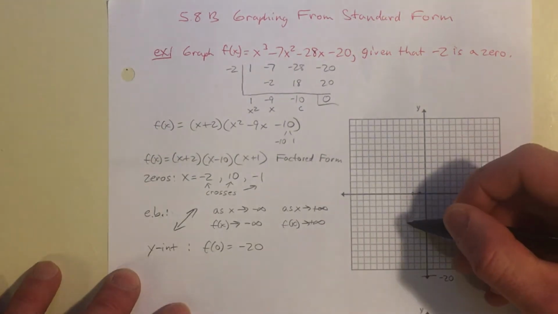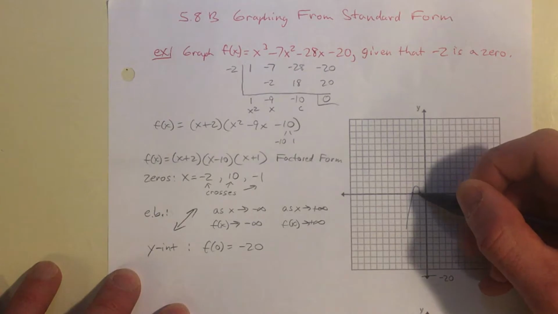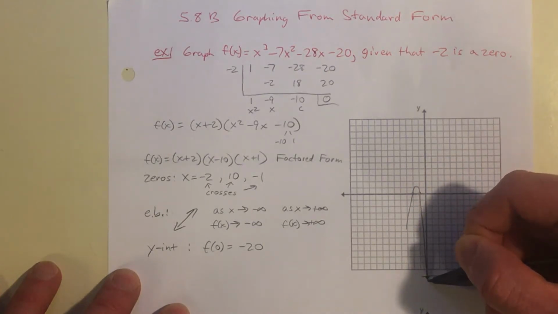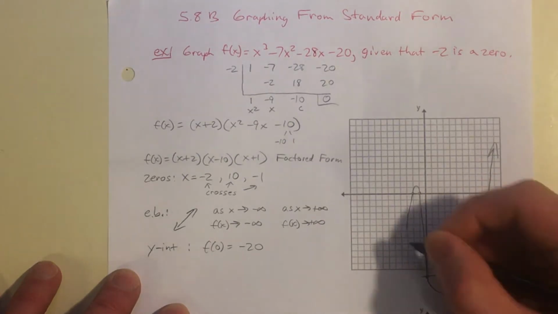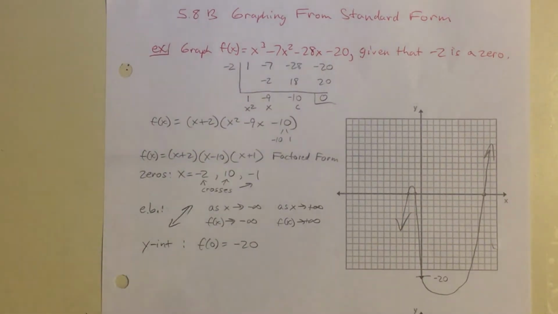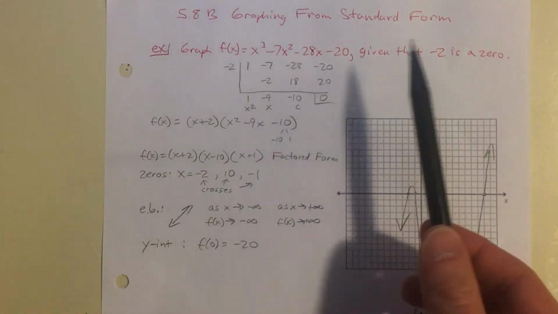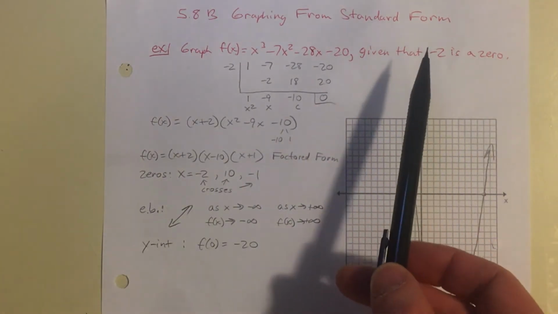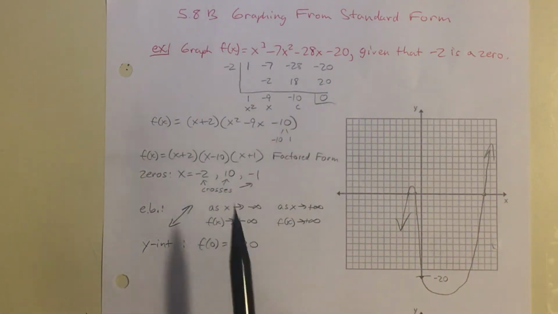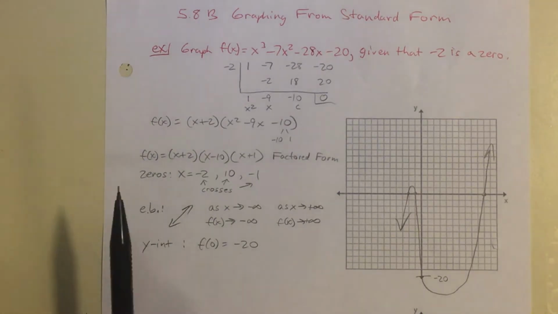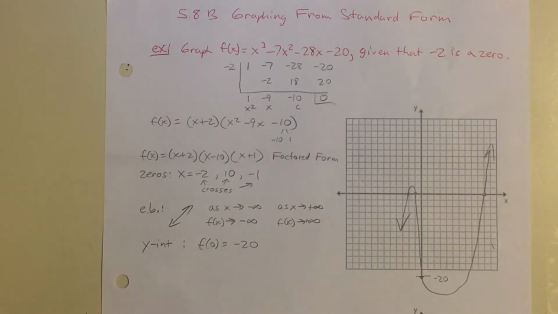So here we go. And down we go. Make sure to hit that y-intercept. And back up. And we've graphed this polynomial function from standard form. So to review, we were given a 0. When you're given a 0, go ahead and do some synthetic division, find out what's left over. And then keep factoring, keep solving for your zeros. End behavior, y-intercept wraps it up.